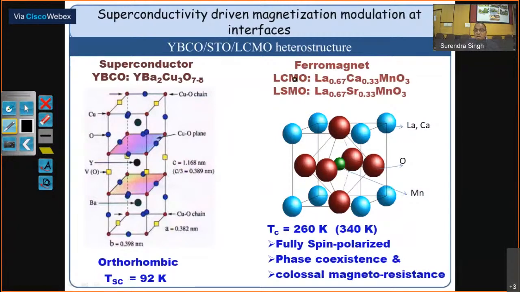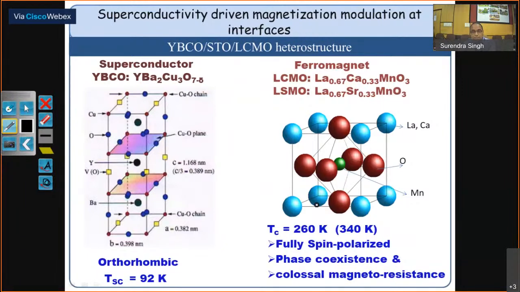But these are the ferromagnets which have Tc around 260 and 340 K in the bulk, and in thin films it varies depending on the thickness and other things. It becomes around 300 K, or it can go to 170 or 150 for LCMO, and for LSMO around 300. And they are fully spin polarized. They show phase coexistence and colossal magnetoresistance. These are the kinds of properties of these ferromagnets.